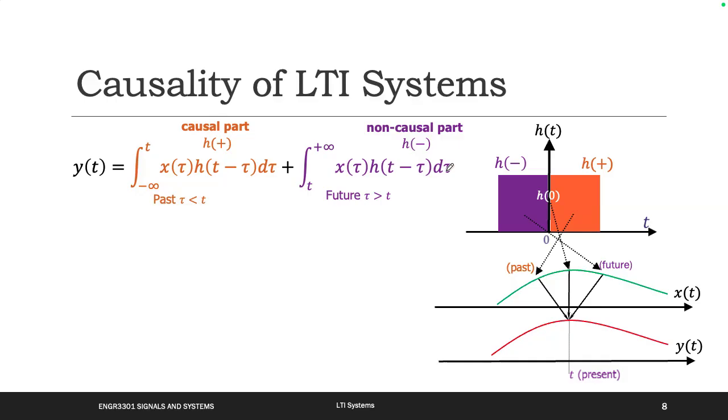Did I say this the opposite way? This part should be nothing. Am I right? And this part should have some value. Yeah, because this part involves the causal part, and this part involves the non-causal part. If you want your system to be causal, this part should be nothing. This part should have some value. Yeah, does that make sense to you?